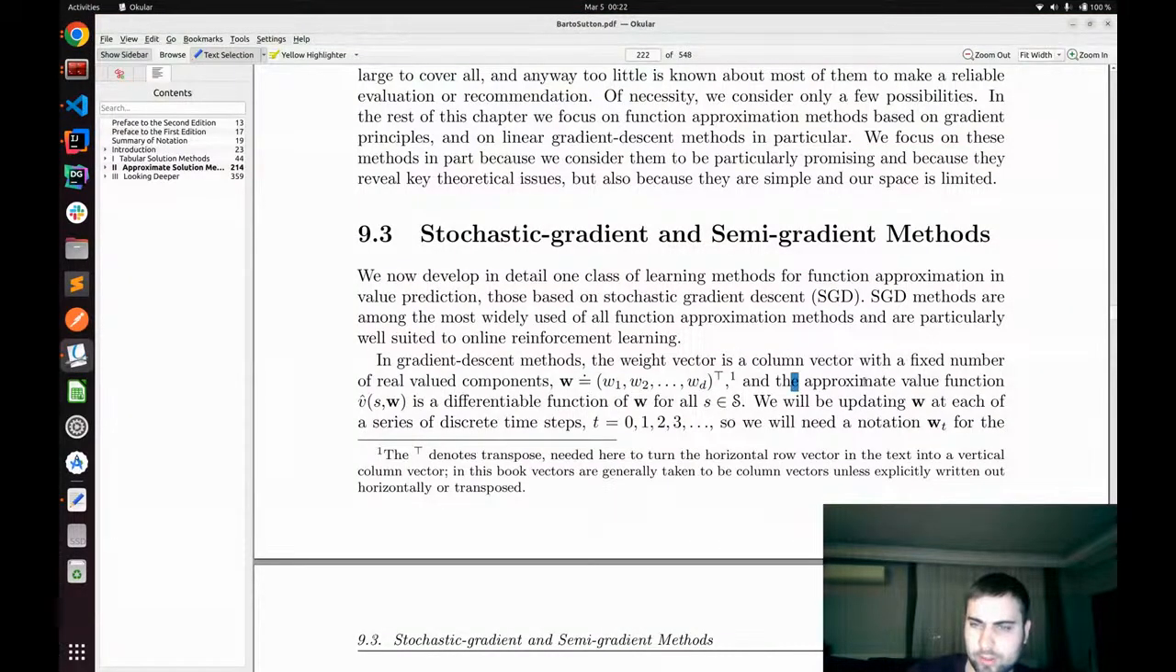And the approximate value function is a differentiable function of w.